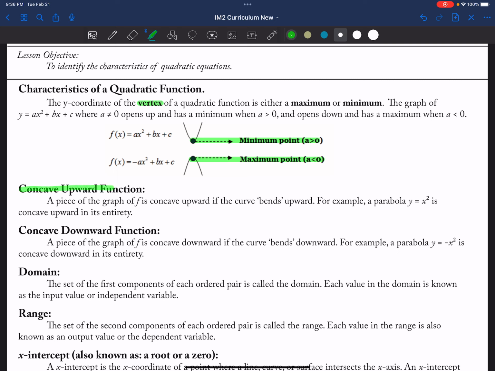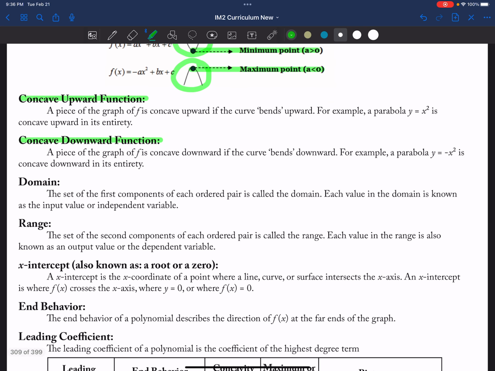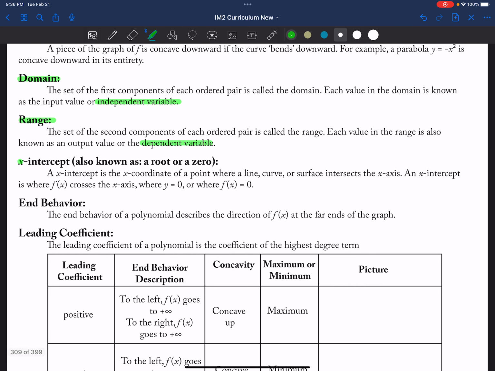A concave upward function is a function that looks like this, where it's opening upwards, meaning it holds water, and a concave down function is something like a frowny face. It doesn't hold water. Domain is the values of x, or the values of the independent variable. Range is the values of the dependent variable, or the values of y.